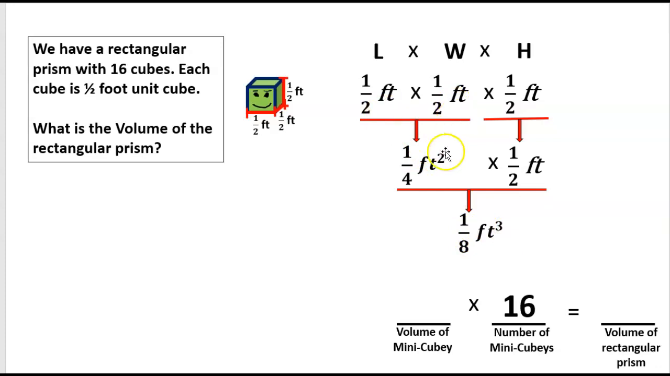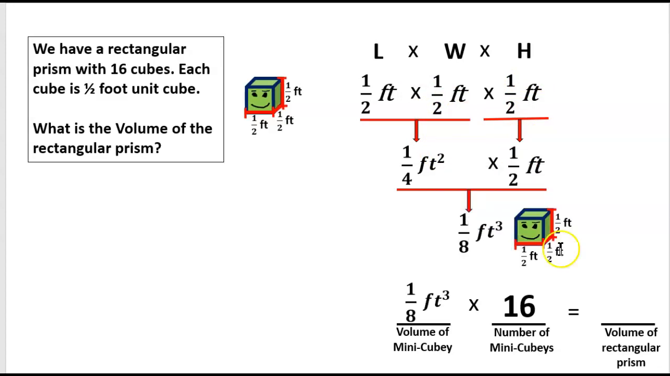See, half times a half is squared because that's 2 dimensions. You add another dimension on there, now you've got 3 dimensions. Boom. Okay, so here it is, 3 dimensions. 1, 2, 3. 1/8 of a foot. Wow, that's pretty tiny, right? 1/8 of a foot cubed.